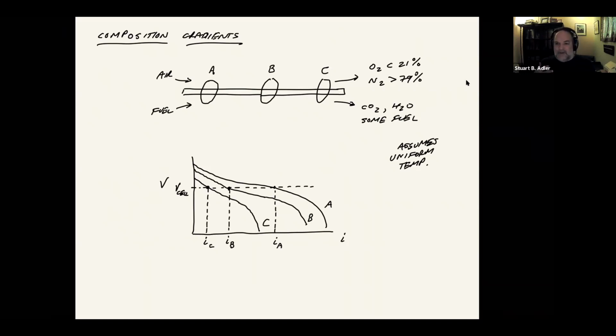So all three of those effects are impacting the shape of the curve. It's dropping, it's getting steeper, and it's also getting cut off at a lower current density because of the mass transfer effects. Gotcha, thanks.